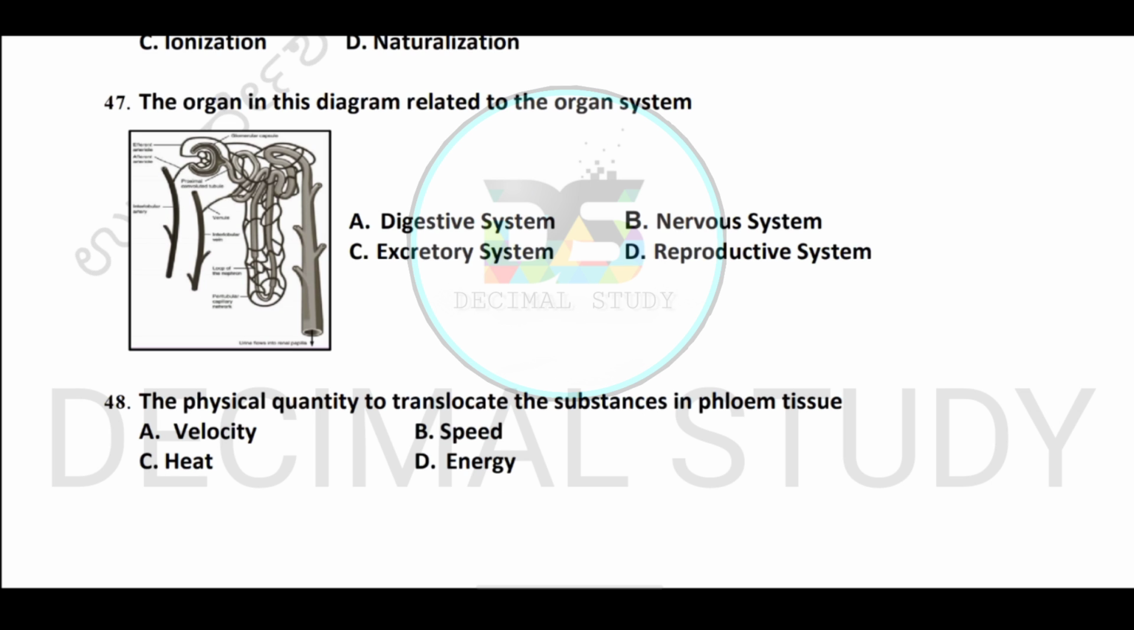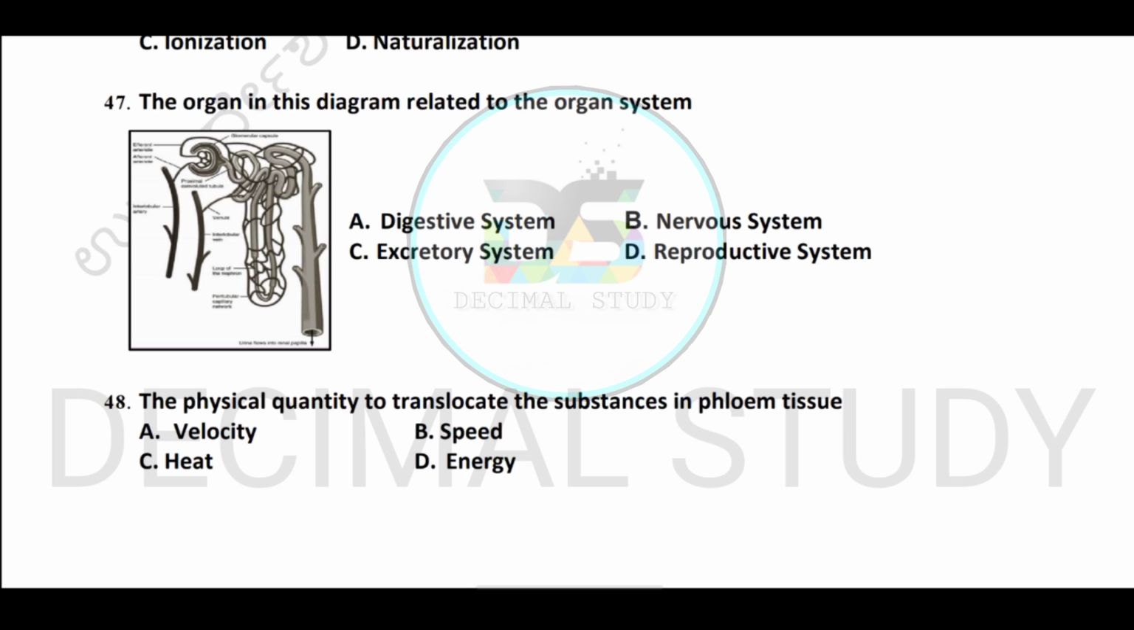Question number 47. The organ in this diagram related to organ system. Options: digestive system, nervous system, excretory system, reproductive system. The right answer is excretory system.